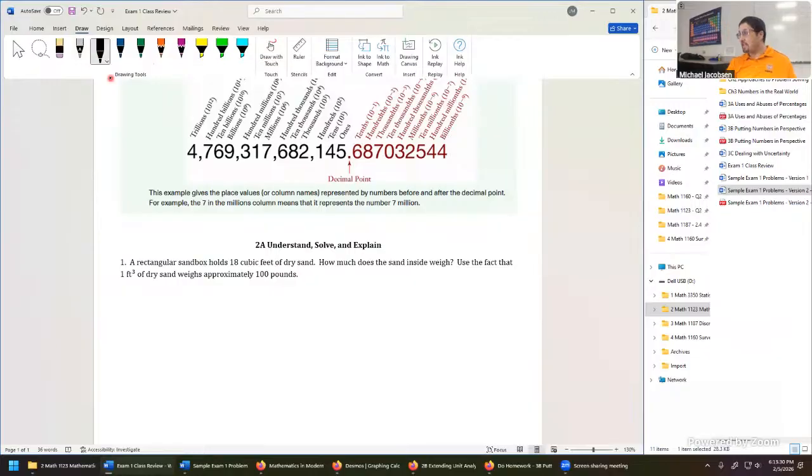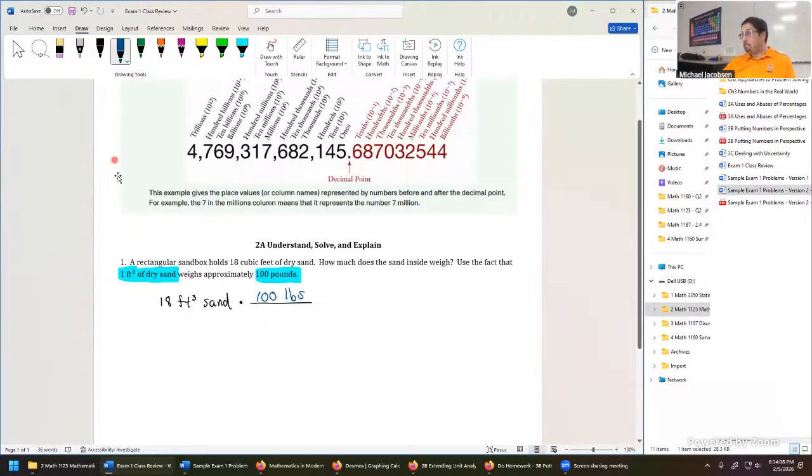So to start this one off, we can say we have 18 feet cubed of sand. Then the unit analysis will involve this right here. 1 cubic foot of dry sand weighs approximately 100 pounds, so we'll use that approximation. We then have to take this and multiply by a fraction. We want something that ends with a quantity of weight. So that means we should have pounds in the numerator. I'll abbreviate to LBS for pounds. And we're canceling cubic feet of sand in the denominator.